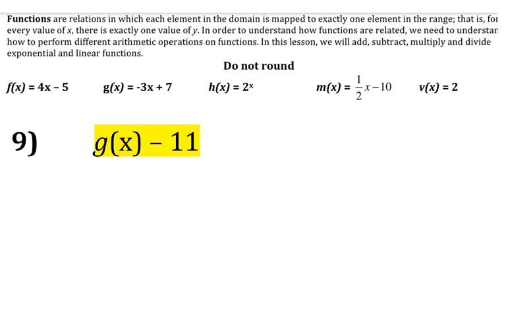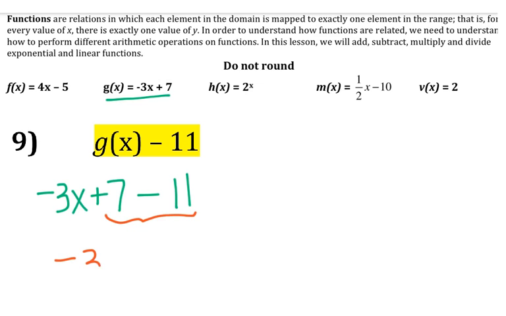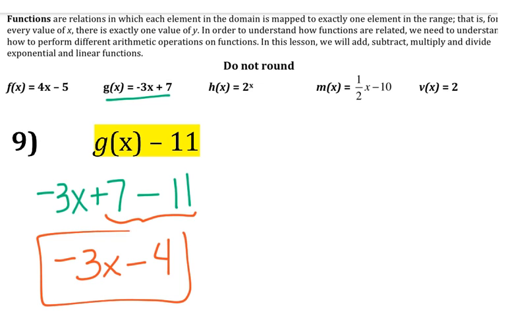Number 9, g of x minus 11. So here's my g of x, so negative 3, and then it says x, so there's nothing to put in for x, so I'm just going to leave it like that. And then minus 11. So what do I do with that? Well, the only thing I can do is simplify by combining like terms. So I've got two constants right there. So I'll keep my negative 3x, and then 7 minus 11 is negative 4. And this is all I can do. I can't do anything else. G of x minus 11 is negative 3x minus 4. And so that's my answer.